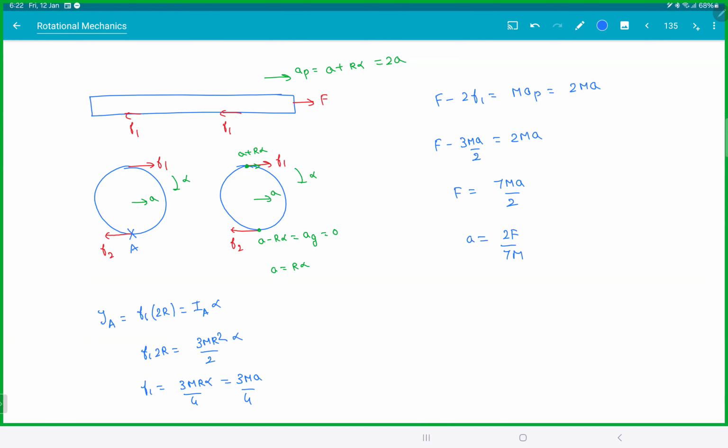Interesting. I didn't expect something like this. Please see, did I goof up anywhere? Check the equations. Maybe you guys forgot two frictions.